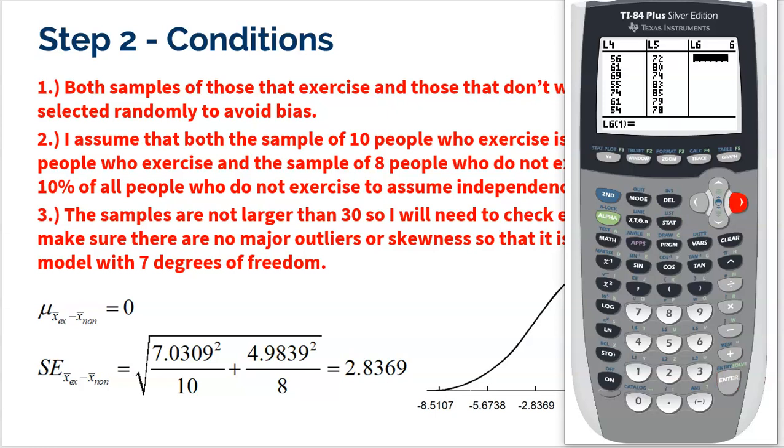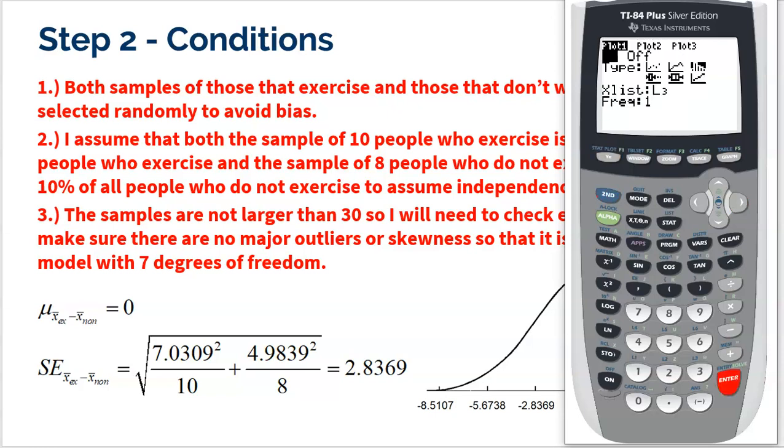Let me see here. I have the data entered into list 4 and list 5. List 4 are my exercisers, list 5 are my non-exercisers. So what we need to do is just make sure the data is not skewed or any major outliers. So I'm going to go to second y equals. I'm going to turn plot 1 on. Let's take a look at my exercise people first, which is list 4.